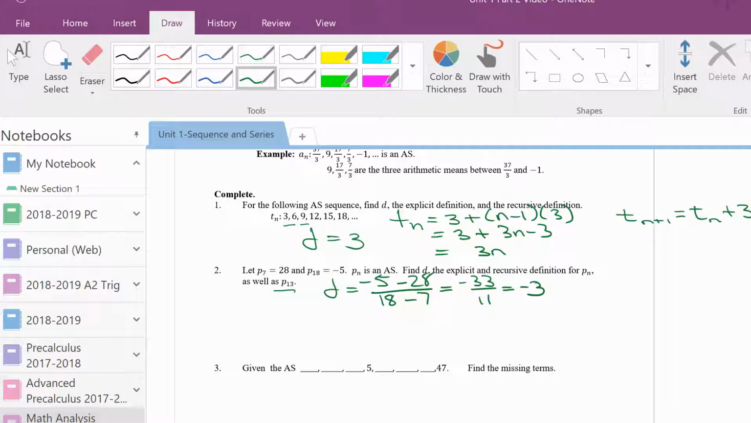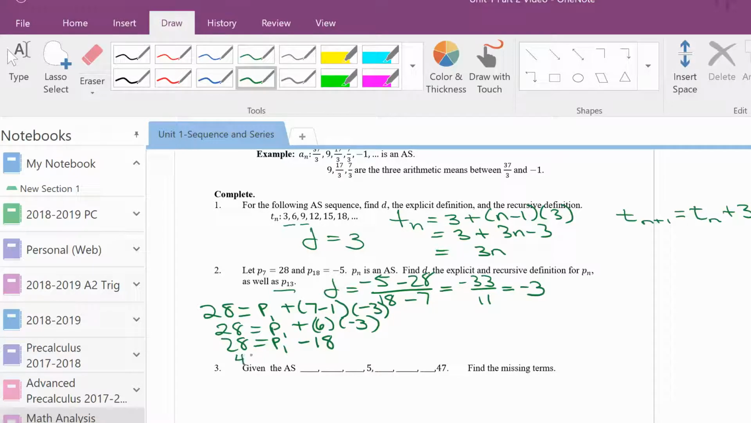Now we also need to know what the first term is. We can use the fact that the seventh term is 28, and that's equal to the first term, which we don't know, plus n minus 1, and it's the seventh term, times the difference. So 28 is equal to the first term plus 6 times negative 3. So 28 is equal to the first term minus 18. So 46 is equal to the first term.